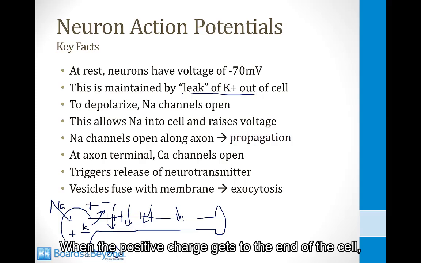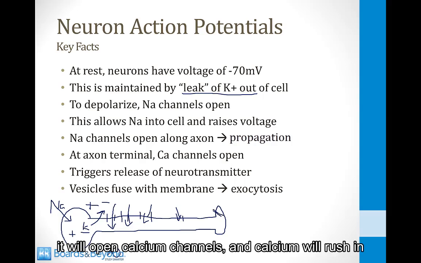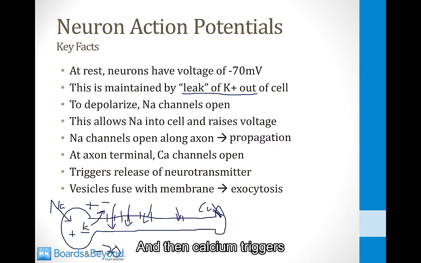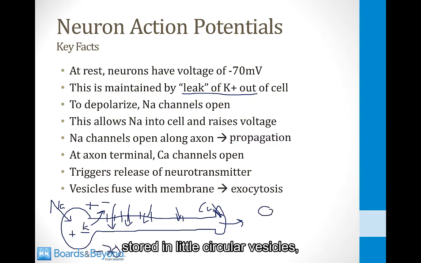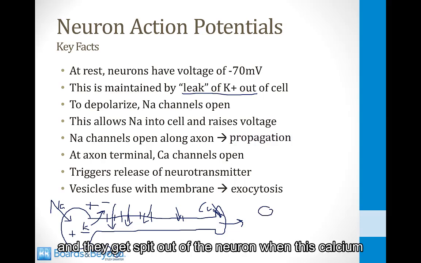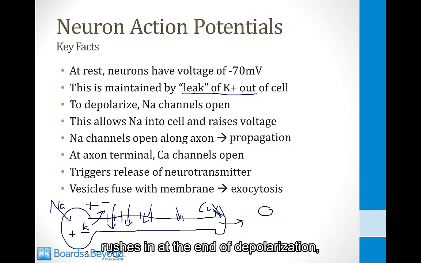When the positive charge gets to the end of the cell, it will open calcium channels, and calcium will rush in at the end of the neuron, and then calcium triggers the exocytosis of neurotransmitters. So neurotransmitters are chemical compounds stored in little circular vesicles, and they get spit out of the neuron when this calcium rushes in at the end of depolarization, and that process is called exocytosis.